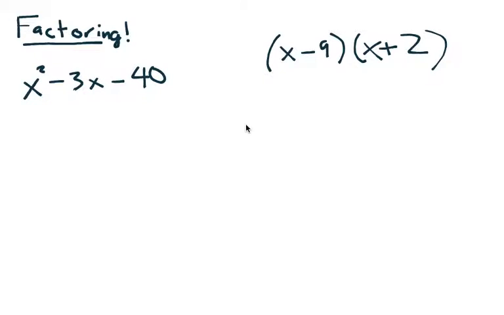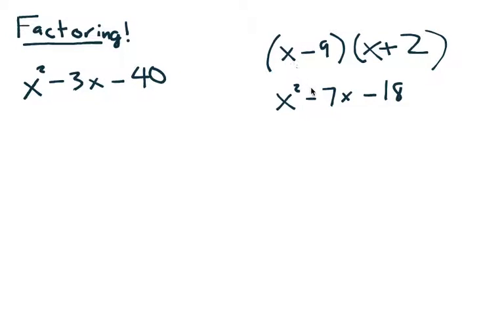So in the last video, we covered how to FOIL and distribute. So we were given a problem like this here, and you have to multiply it out. So in this case, it would be x squared minus 9x plus 2x, so it would be minus 7x, and then minus 18. This is how you FOIL. I covered how to FOIL last video.